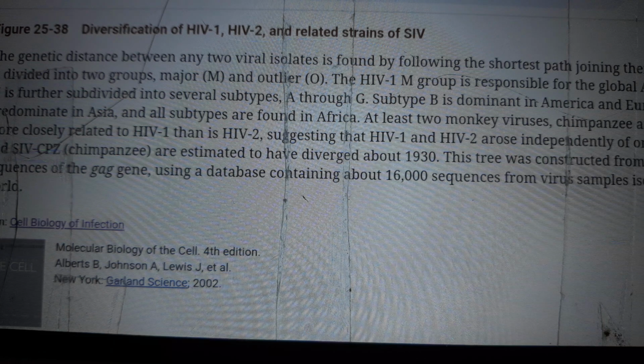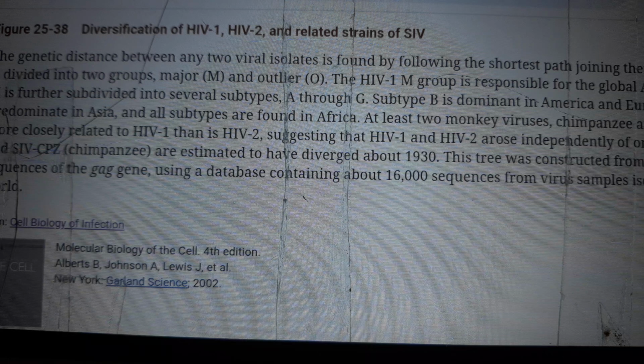HIV-1 M is further subdivided into subtypes A through G. Subtype B is dominant in America and Europe, B, C, and E predominate in Asia, and all subtypes are found in Africa. At least two monkey viruses, from chimpanzee and mandrill, are more closely related to HIV-1 than is HIV-2, which suggests that HIV-1 and HIV-2 arose independently of one another.